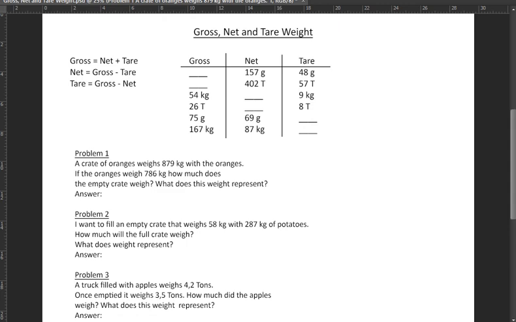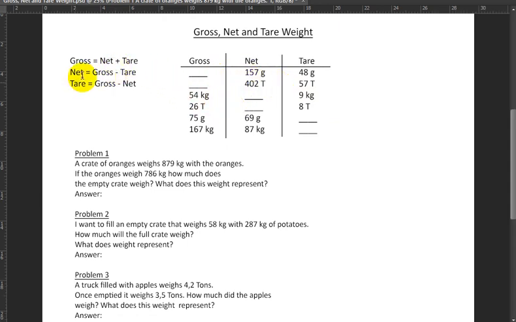Hello everyone. In today's video we will continue talking about gross, net, and tare weight. We will be doing some exercises together. In this first exercise we have this chart right here where we are given two of the three weights and we are being asked to find the third one.